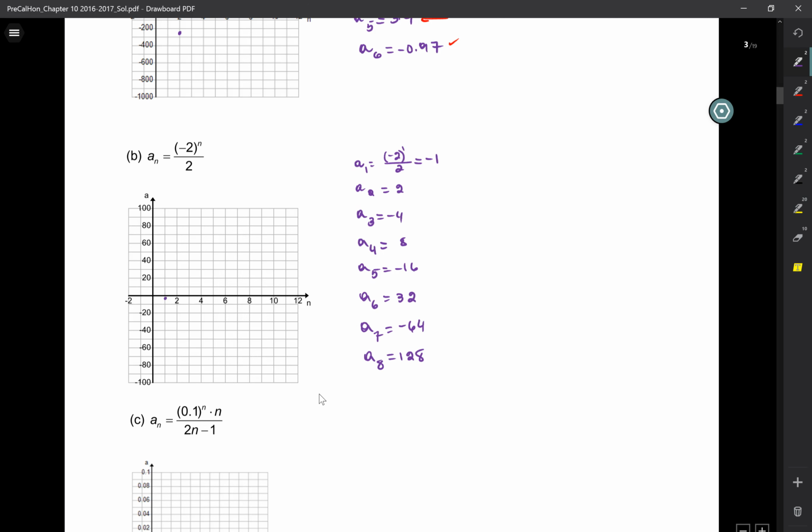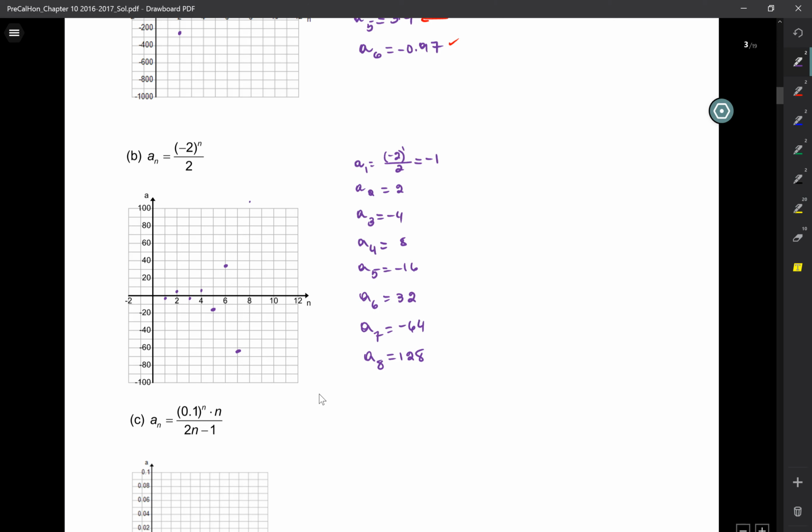A1 is negative 1, A2 is 2, A3 is -4. A4 is 8. I'm not looking for NASA precision here, obviously, right? We're just going to eyeball these values. I skipped one. Okay, I'm looking for a little bit more precision than that. A5 is -16. A6 is 32. A7 is -64. A8 is 128, all the way up there.